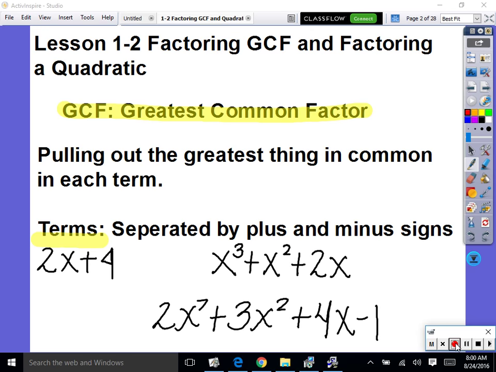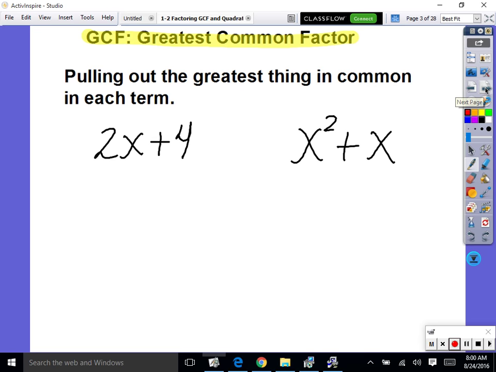Look at this. 2x plus 4. There are 2 terms. Do you understand what a term is, everybody? Yeah. Okay. There are 3 terms here. There are 1, 2, 3, 4 terms here. Do you all understand what a term is? Okay. So what we're going to do is look at each term and factor out the greatest thing in common. Pretty simple, and we'll be able to fly through this. So we're going to start out pretty basic here. Let's pull out the greatest thing in common in 2x plus 4.